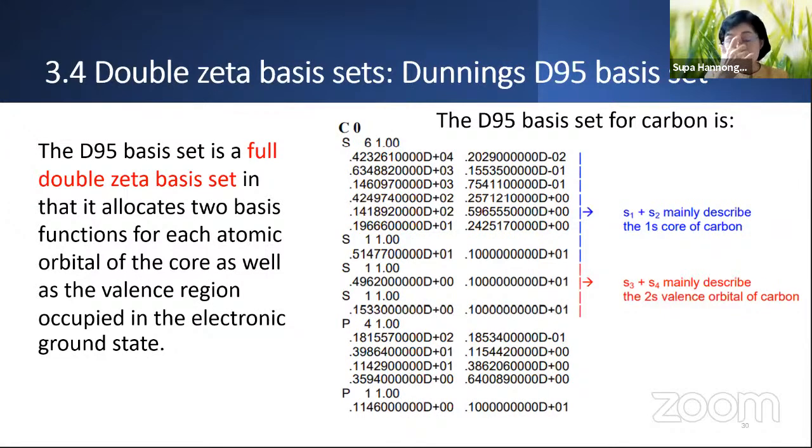So you can imagine that this is the carbon atom, and therefore you can have every orbital, very complicated, and a very huge amount of integrals to be solved. This one mainly describes one core electron of carbon here, only the core carbon. And here is the 2s valence orbital.